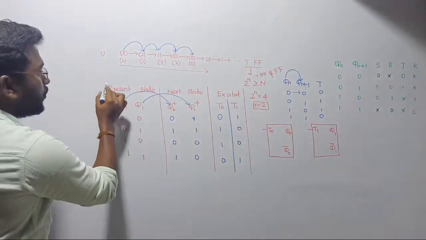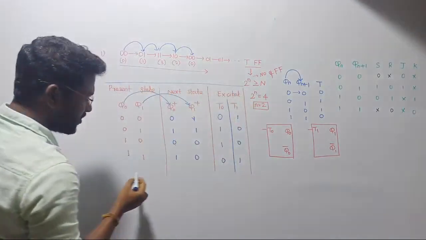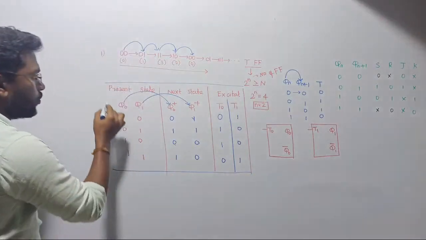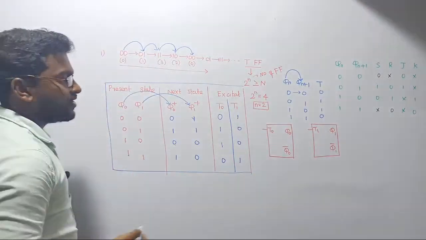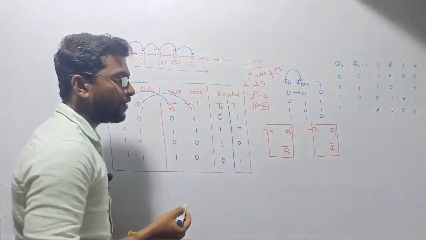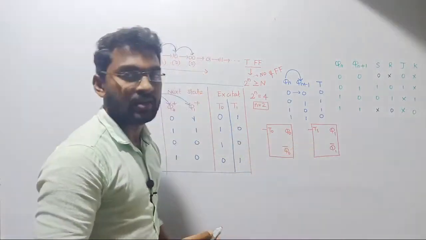Clear? That is how we are writing the excitation table, right? Of course it's very easy, right? First you have to understand. Once you understand, you can play with this one. Once you write this one, then directly you are supposed to write what? K-map, right? In order to implement this circuit.